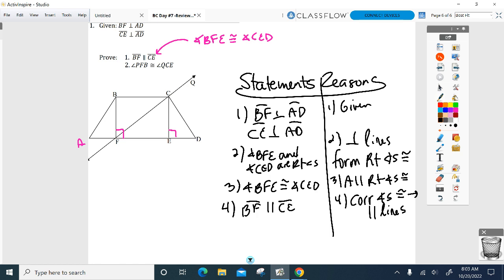All right. 2 now. How do I get those angles congruent? PFB and QCE. Let's see where those angles are here, kids. PFB and QCE. Anybody notice anything? Where those angles are? Notice anything?